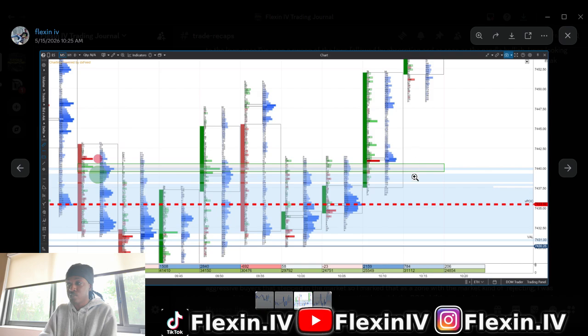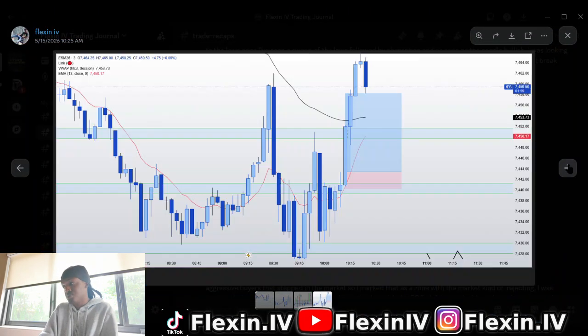So if it does happen to tap my stop loss, 9 times out of 10 it's going to sell. And basically that was my trade. This was more of an advanced type trade because you really have to understand how order flow and volume profile work. So this was an advanced type trade.